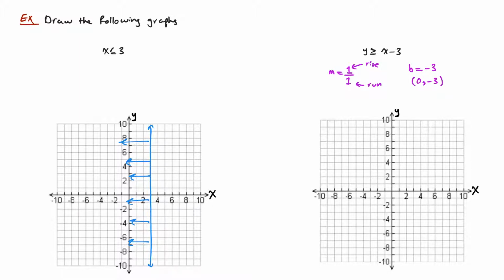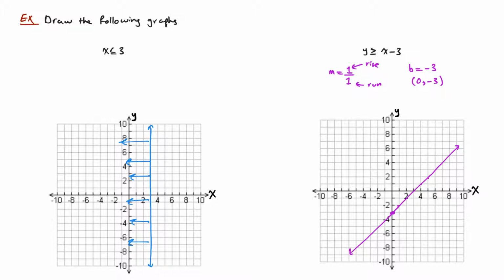So I can go on my graph and go to (0, negative 3), start here, and my rise is 1 and my run is 1. So from this point, I'm going to rise by 1, run by 1, rise, run. So I will indicate a few points on my graph, and once I have those points, I will draw a line through it. Again, I have to draw a solid line because it is equal to, so that will look something like this.